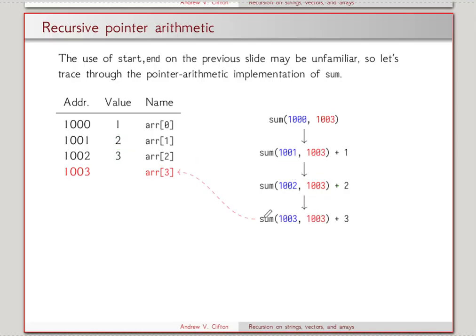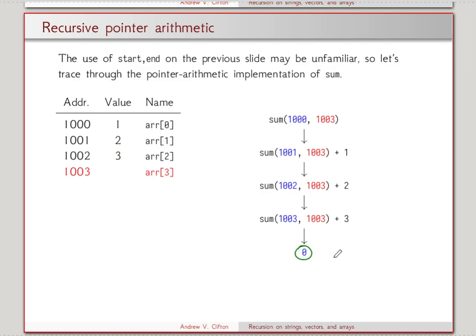So we recurse again, right? Now we're saying add up everything from the end of the array to the end of the array. Start and end are identical. And then on the way back up, add in star start, which is 3. Now that those two are identical, we get our base case of 0.